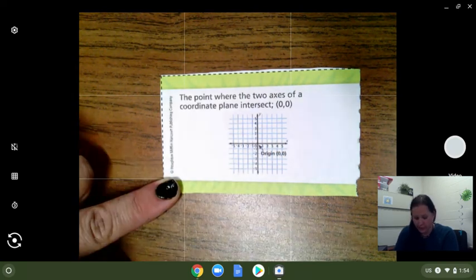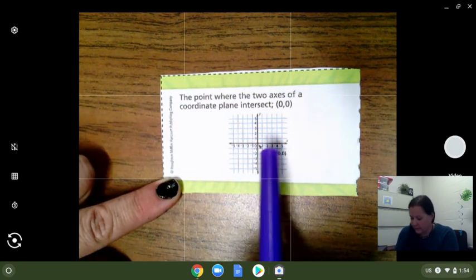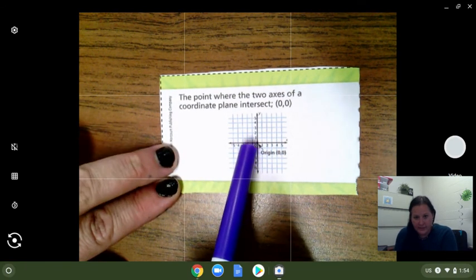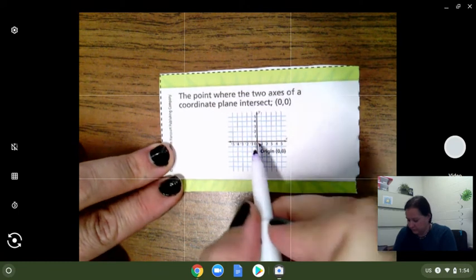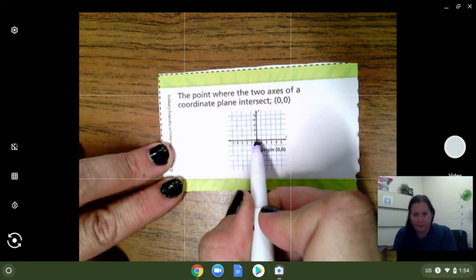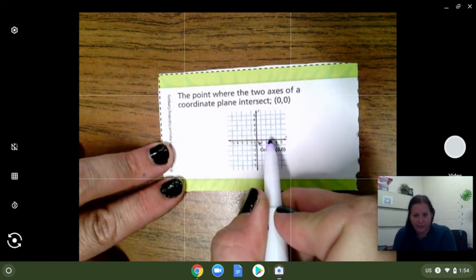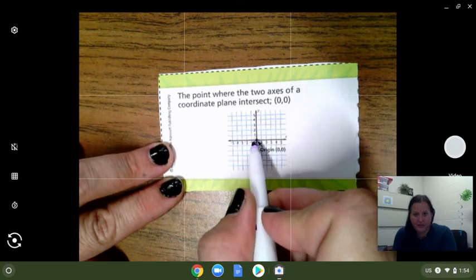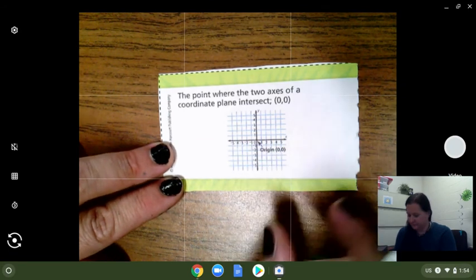You're going to start your point when you're going to plot a point. You're going to start it at 0, 0, right here in the middle. And then if we went positive 3, we'd go up 3. And then positive 3 again, you'd go up this way. But we start at the origin in the middle.